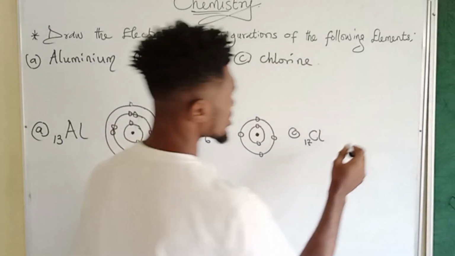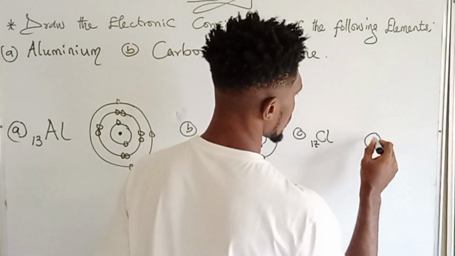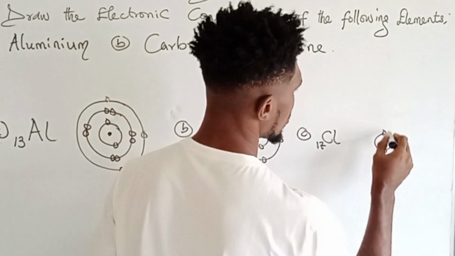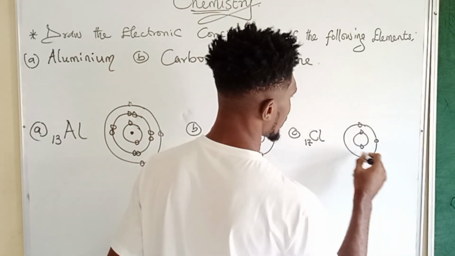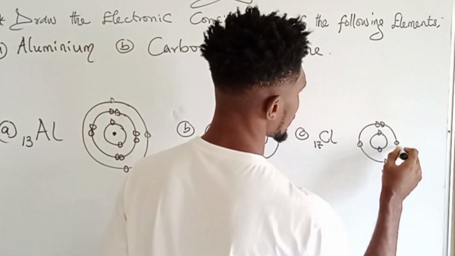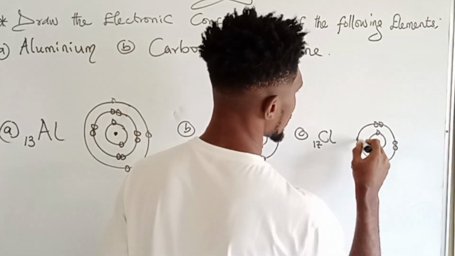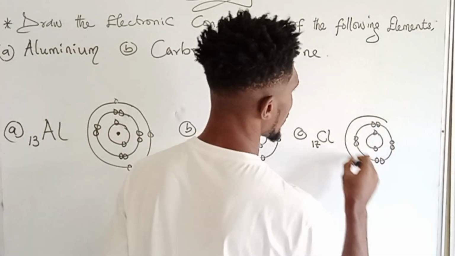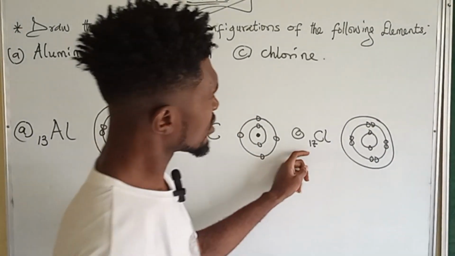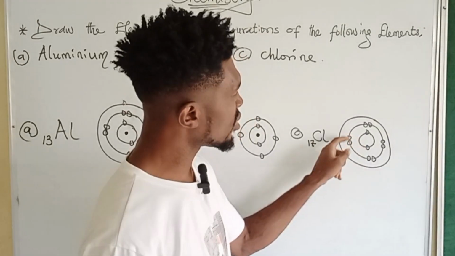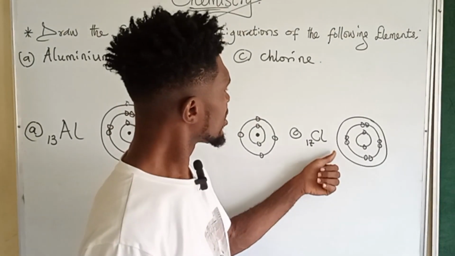So the first shell takes 2. 1, 2. The second shell will take 8. 1, 2, 3, 4, 5, 6, 7, 8. The third shell will take, now we have 17 for chlorine. We have drawn 10 already. That is 2 plus 8, 10.